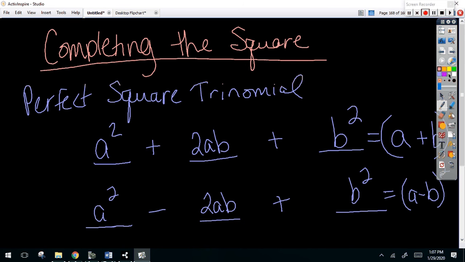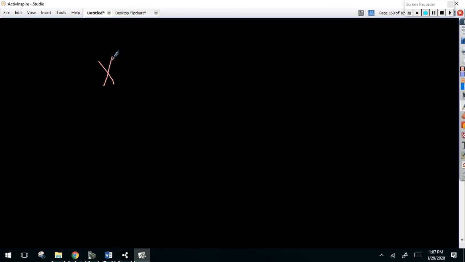So let me show you a perfect square trinomial. Let's say I had x squared minus 10x plus 25. Is that a perfect square trinomial? Yes. The ends are both perfect squares. Do we agree? X squared is a perfect square. 25 is a perfect square. The second sign is a plus.